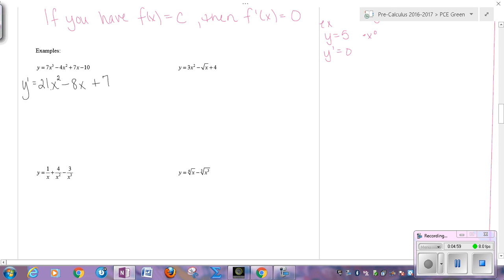So had we done the limit as h approaches 0 of f of x plus h minus f of x all over h, you would have ended up with 21x squared minus 8x plus 7. Power rule, a little bit easier.